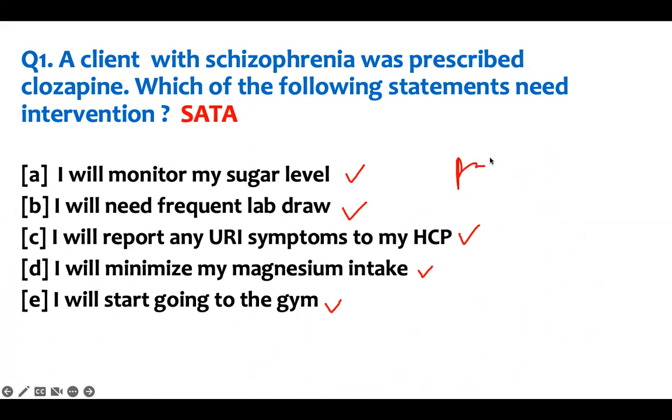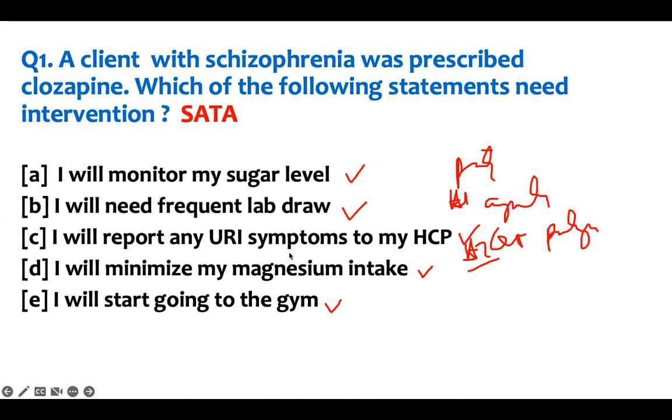The priority one is what? Agranulocytosis and QT prolongation. Those two are very, very important. This is number one, and this is number two. If they ask you for priority action, the weight gain is not that important. The sugar level is not that important.